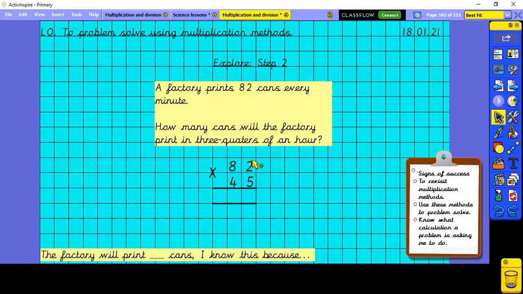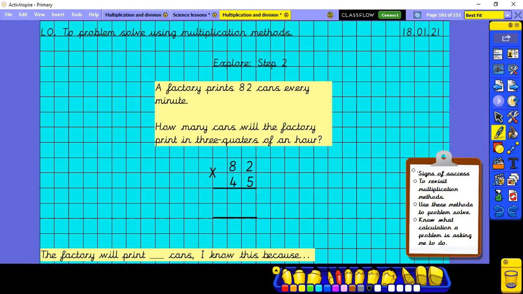So here I've got 82 times 45. So well done if you got that part correct. And now we need to look at how we would solve this problem using column method. Okay, so remember, when we multiply 2-digit numbers together, we need to leave 2 rows here for our 2 answers to go in, and then we add them together. So let's have a look at what our answer would be. So start here in the ones column. 5 times 2 is 10. So our 0 goes here and our 1 underneath.